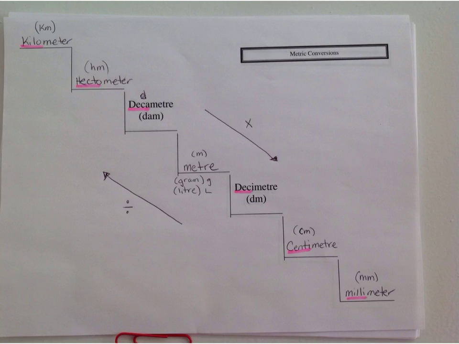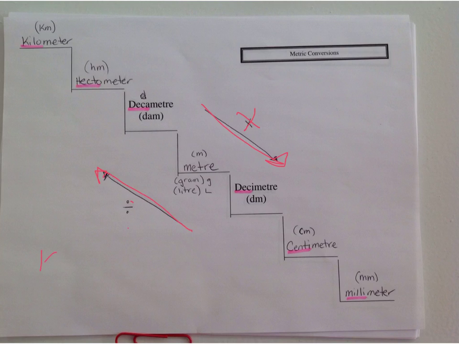So the important thing to remember is to count your steps whatever unit you're starting at up until you get there, and that if you're going down the stairs, we multiply, and if we go up the stairs, we divide.